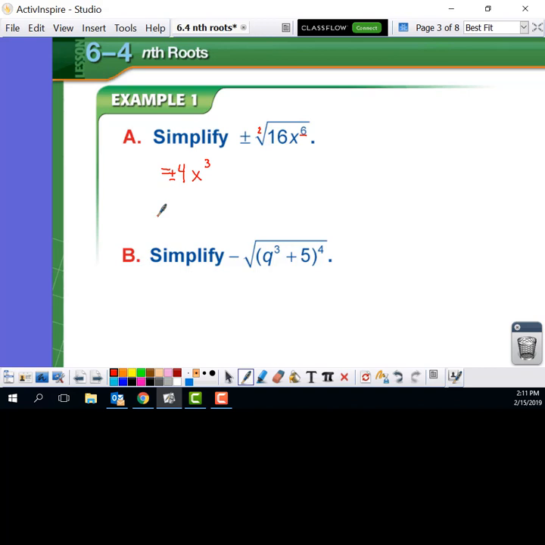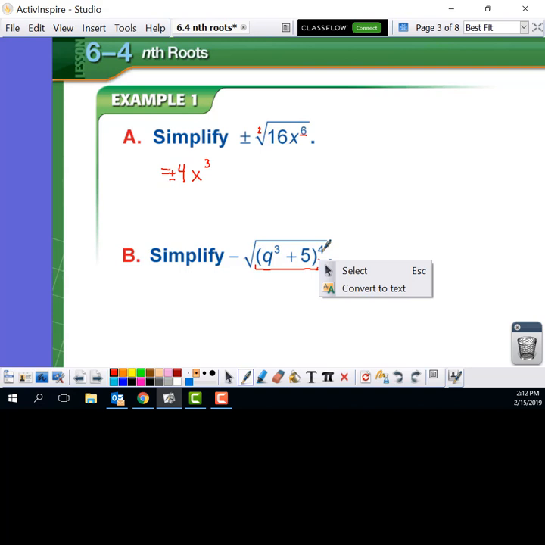Simplify negative square root of the quantity q cubed plus 5 to the 4th power. Now you might be wondering, what is the purpose of this negative out front? Well, that's just saying it wants the negative root of this answer. So it doesn't necessarily want the positive one, it just wants the negative one. It's kind of a silly semantic thing that your textbook does, but it is what it is. We'll roll with it.